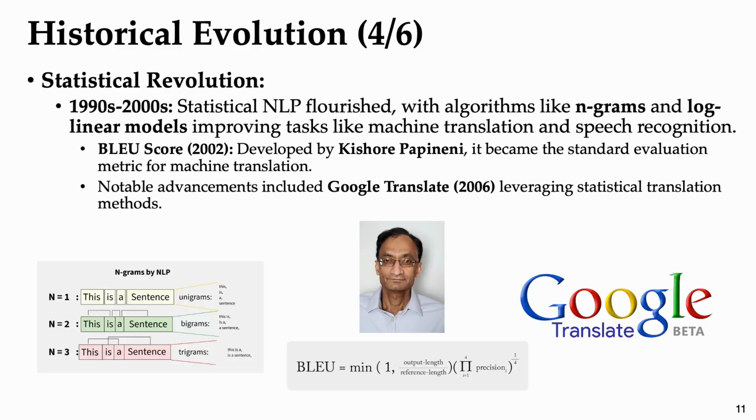Then in the 90s and early 2000s, statistical NLP flourished with algorithms like n-grams and log-linear models, improving tasks like machine translation and speech recognition. I'll talk about n-grams at length in this class. One thing I want to explain is what we mean when we say statistical NLP, as opposed to other approaches.